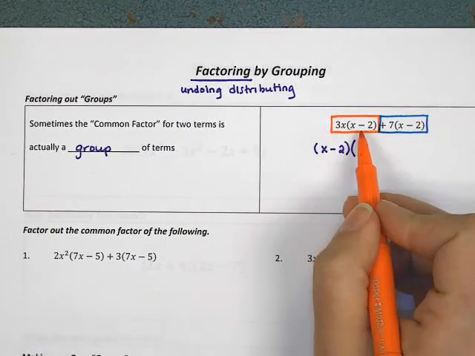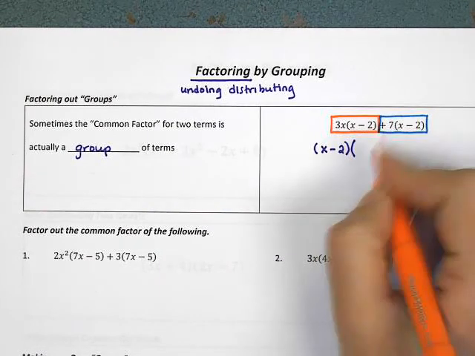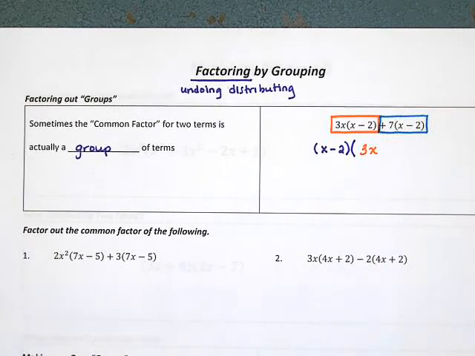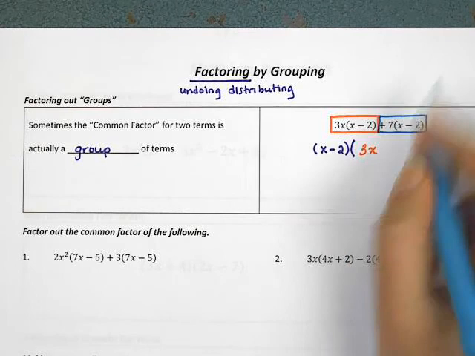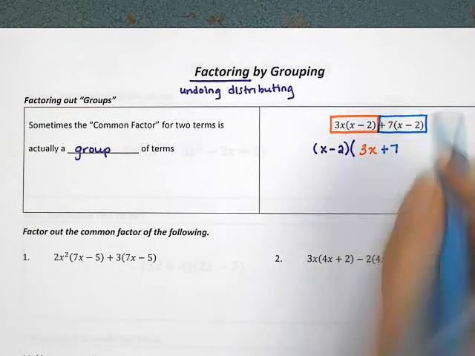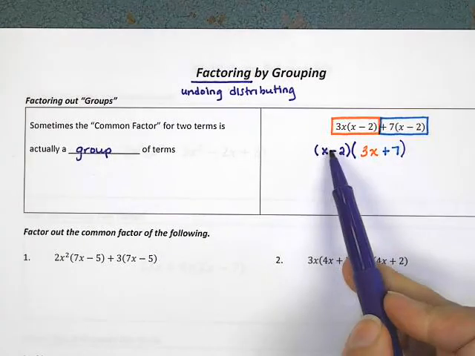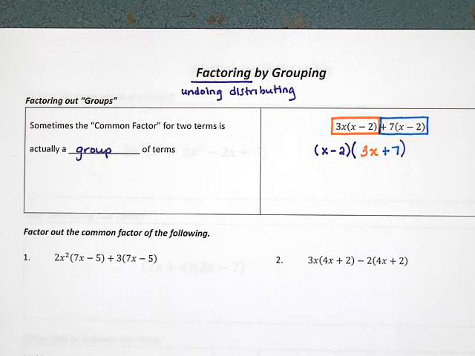Well, when you take out the x minus 2 from what's inside of the orange box, all you have left is 3x. When you take out the x minus 2 from what's inside of the blue box, all you have left is plus 7. So your final answer would just be x minus 2 parentheses 3x plus 7. Now let's take a look at a couple more examples.